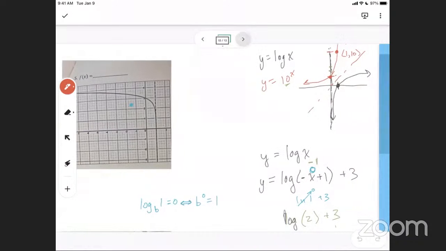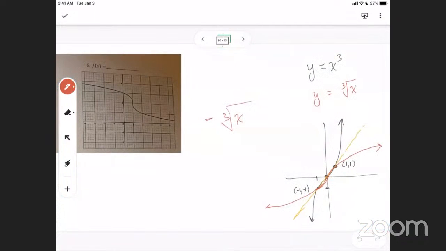Oh, the other one was flipped over the y-axis. Yeah, so that one's flipped over the x-axis, which means I make the outside of it negative. And now where is it shifted? Instead of being at 0, 0, it's at 1, 2, so it's 1 over and 2 up. Yes. So 1 over would be -1 on the inside, and 2 up would be +2 on the outside.